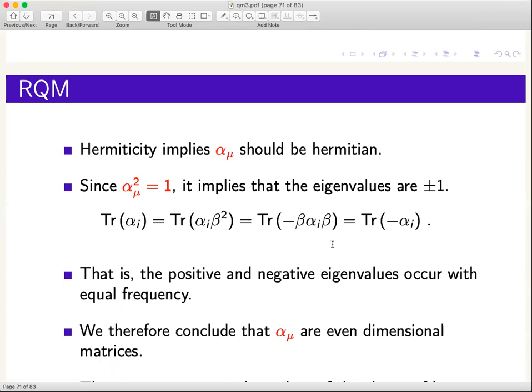So what we have now is a set of matrices whose eigenvalues are plus or minus 1, and the matrix is traceless. And of course, the matrix squares to 1.